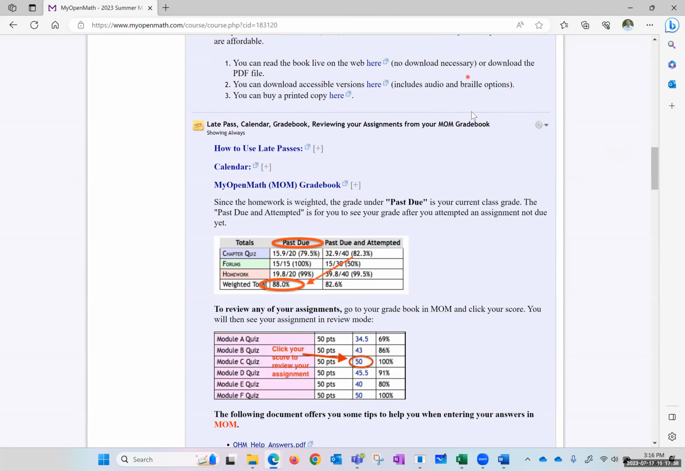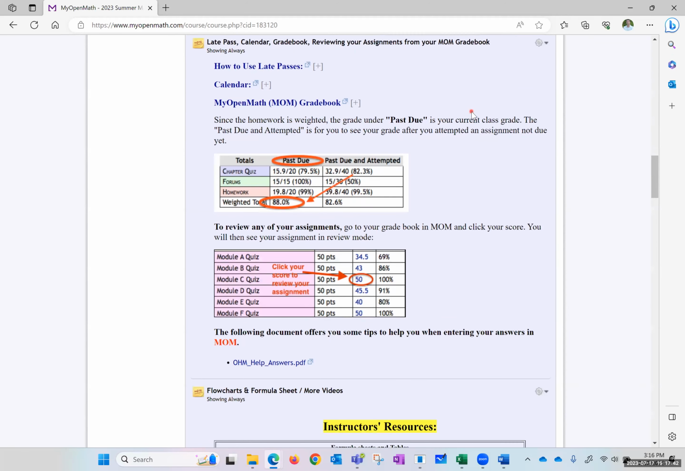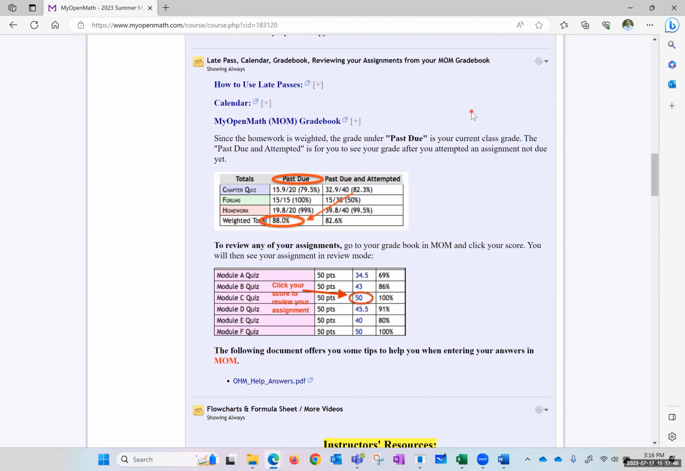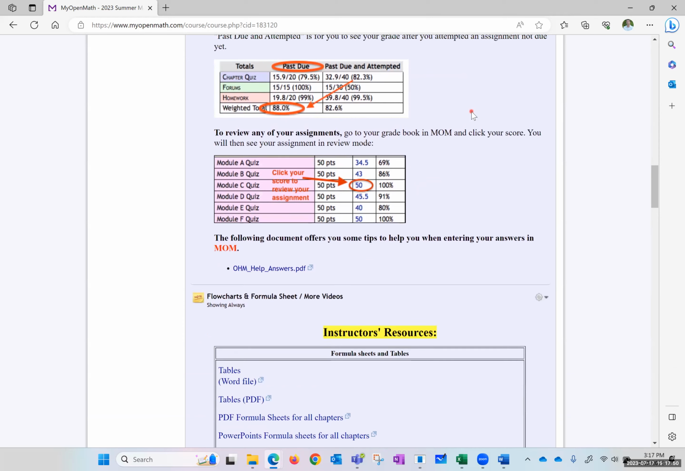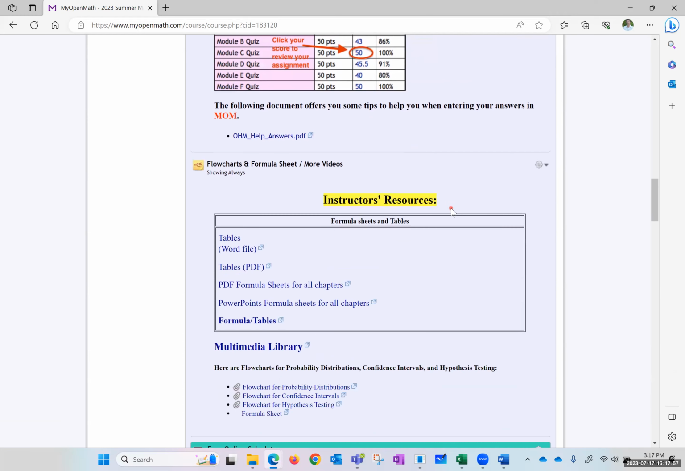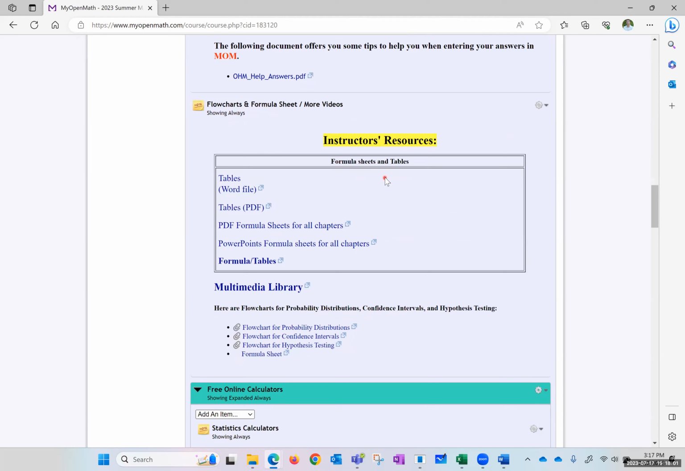Information about using a late pass. It says how to use a late pass. Again, I really don't recommend that because it's a very fast-paced course. If you want to review any of the assignments, click on your grade for that assignment, and then you can review that. Instructor resources, I went over the formula sheets and tables. You can find them here also.